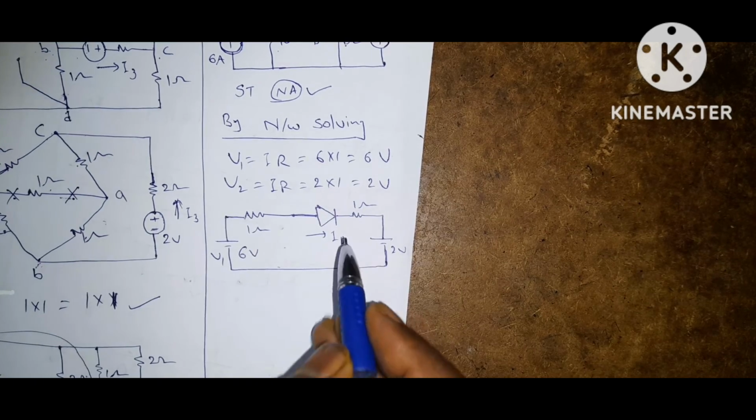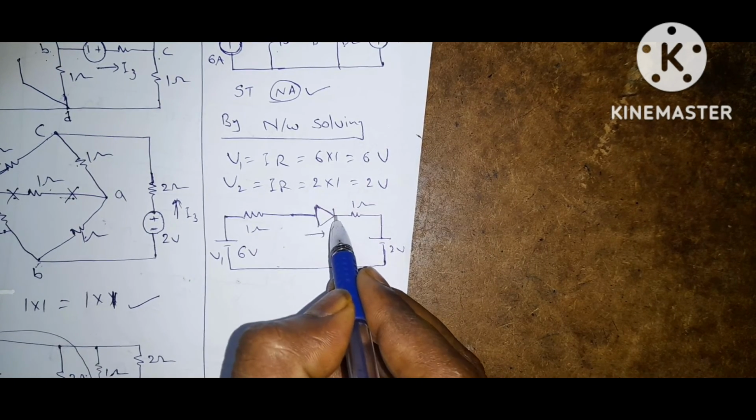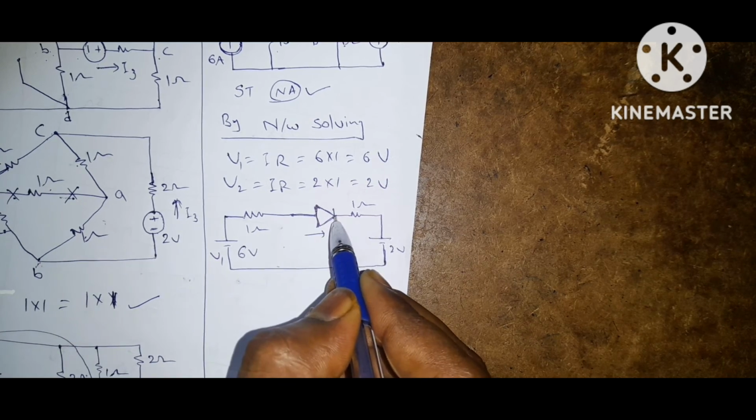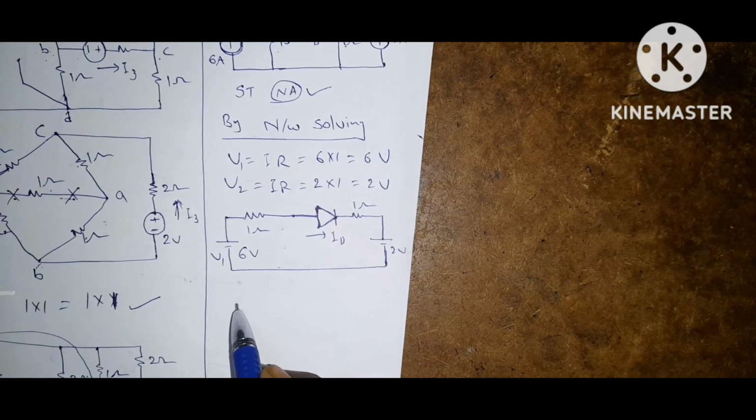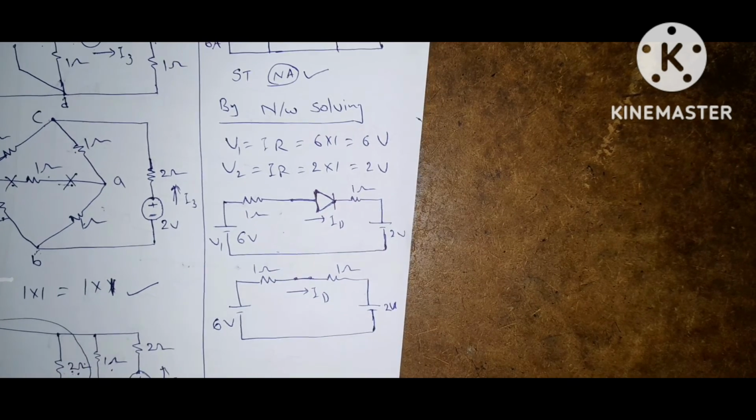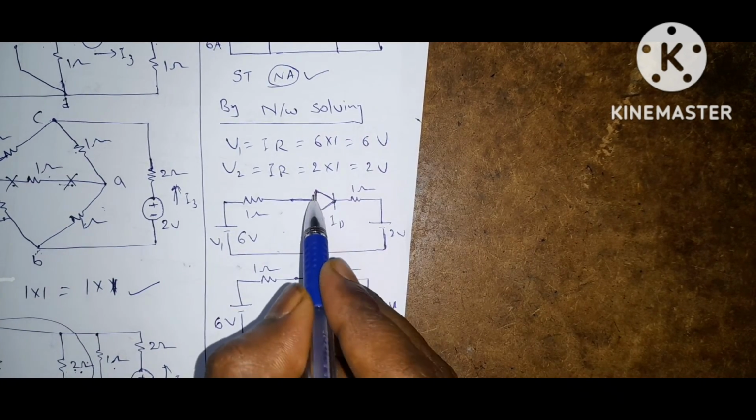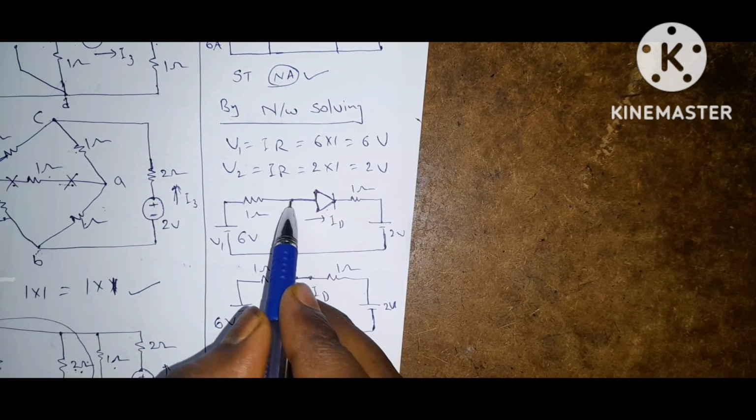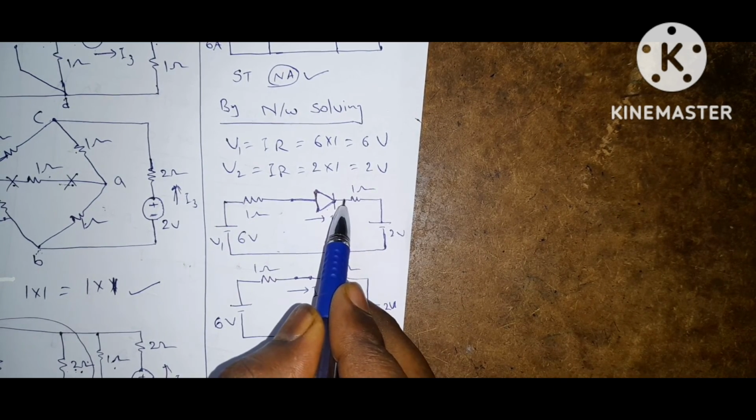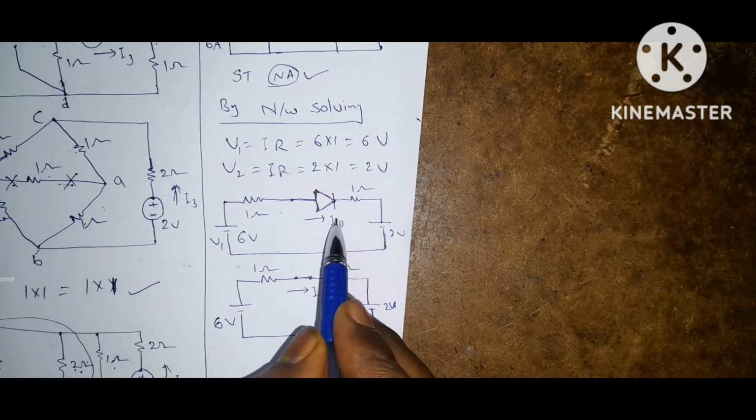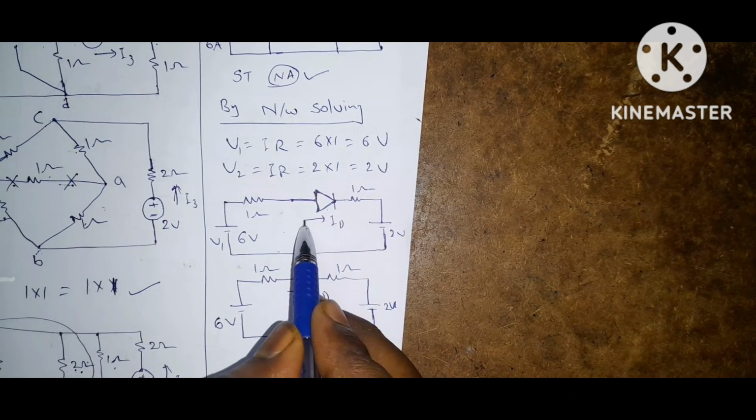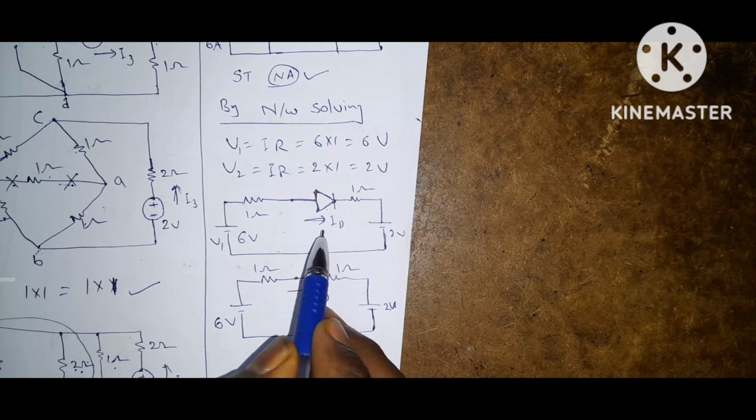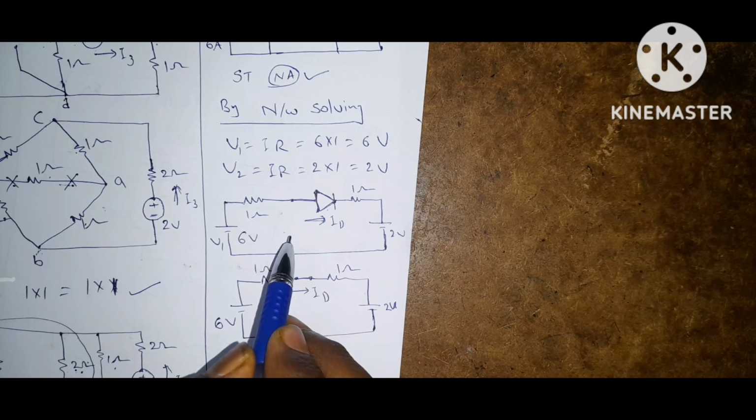Now let the diode be forward biased. If the diode is forward biased, for an ideal diode it is a short circuit. This is just our assumption only. We assume the diode is forward biased because we don't know the exact anode voltage and the exact cathode voltage. If this current becomes positive, then the diode is forward biased. If current is 0 or negative, the diode is reverse biased.